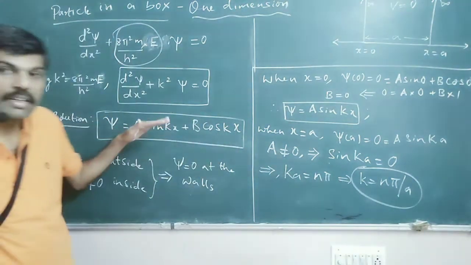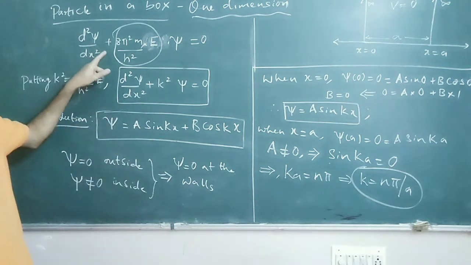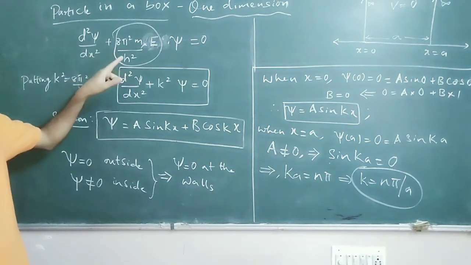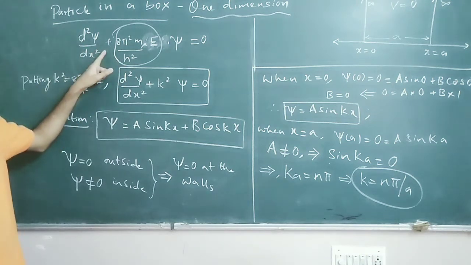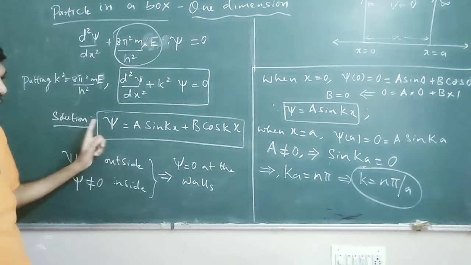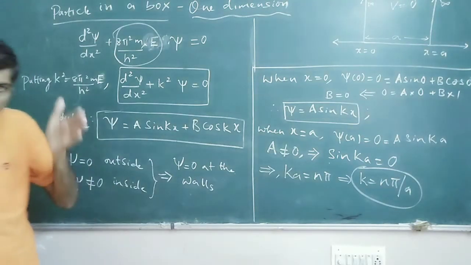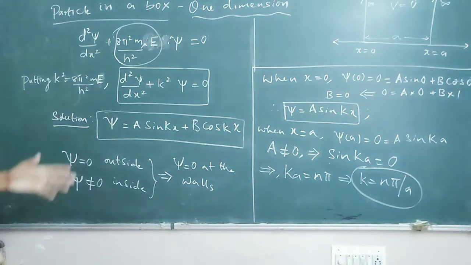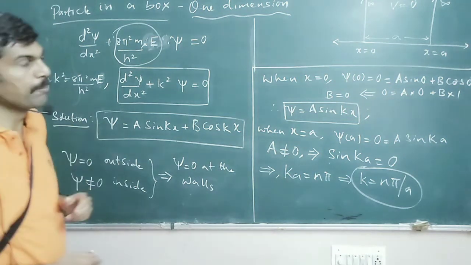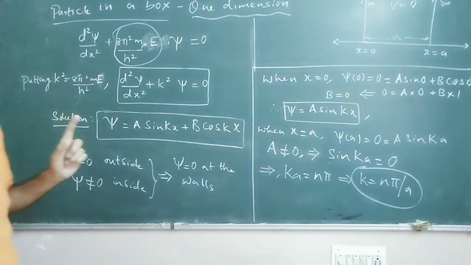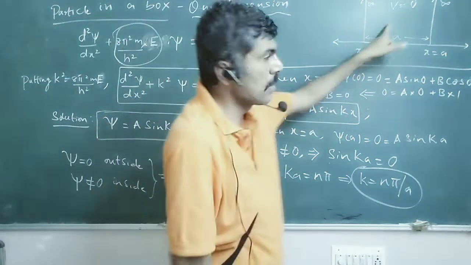At this stage, let me tell you that what I have written is the equation for a particle which is free to move in one dimension, and this is the solution for the movement of the particle in one dimension. I am yet to put the boundary conditions or the restrictions. Please observe now very carefully that the particle has to be found within the box.